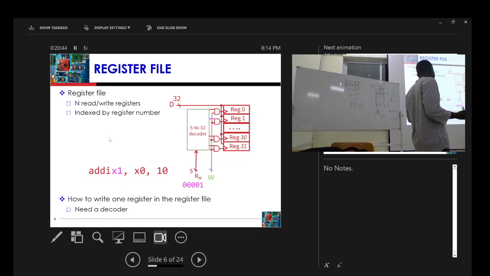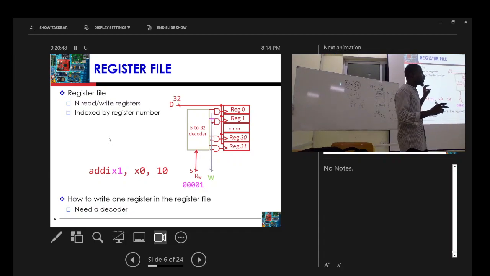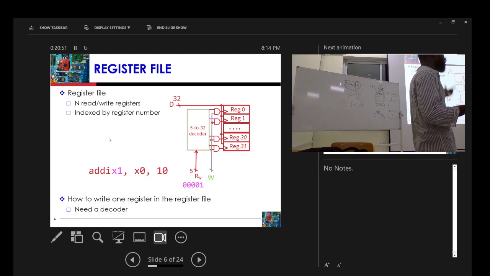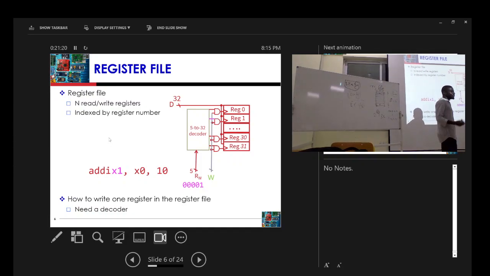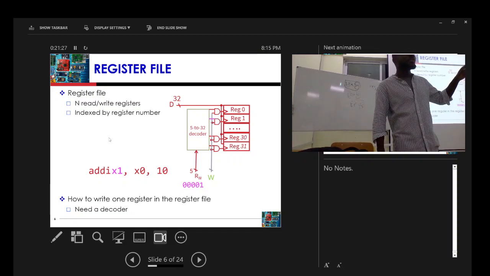So for the register file, in order for us to write to it, we need what is called the write enable. If the write enable is 1, that's when I can write. If the write enable is 0, I can never write. So what we do is connect them to AND gates. We have 32 outputs, so you take one output, connect it to an AND gate, and connect the write enable, the W, to the AND gate also. So if the write enable is one, the output will depend on the output of the decoder. Do you understand? Because for an AND gate, the output is one when both inputs are one. So once you make W one, the output will depend directly on the output of the decoder.